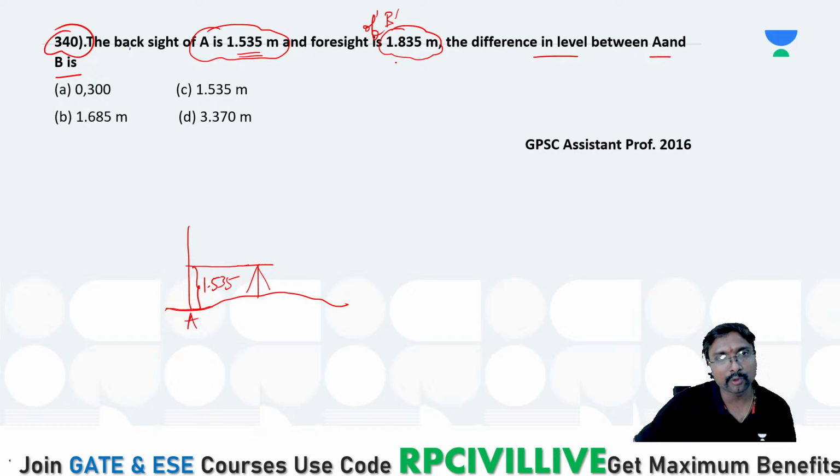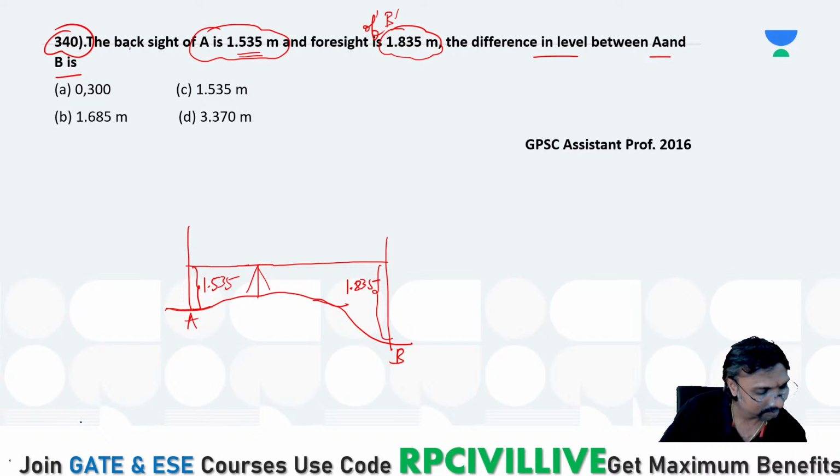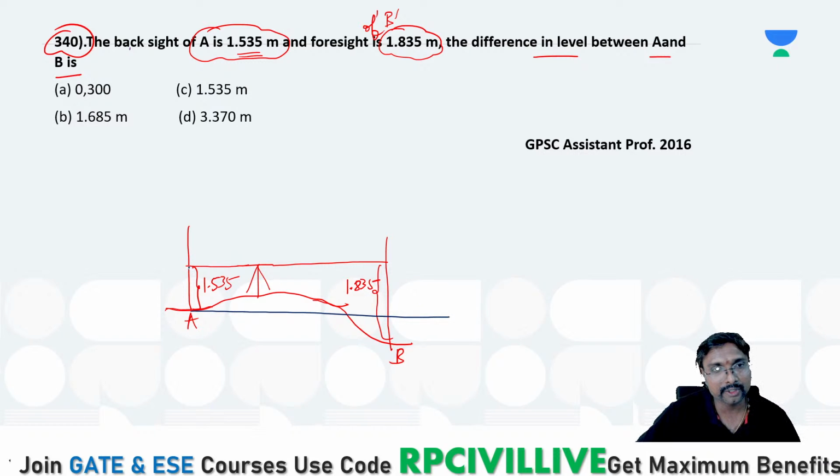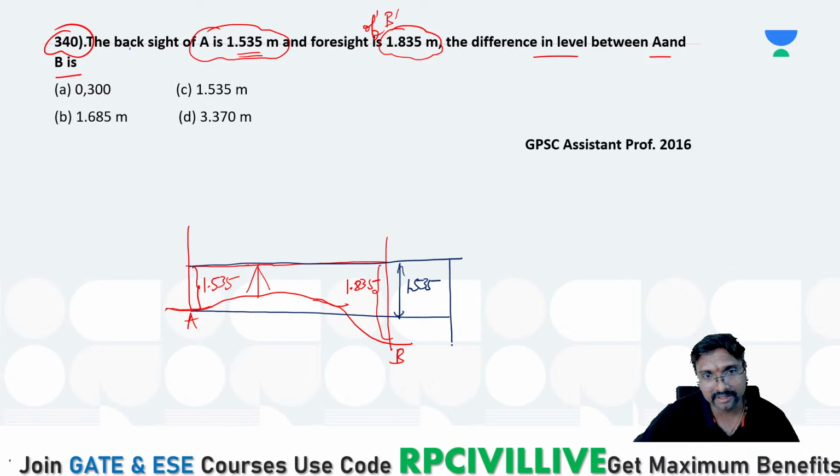And what is that B? The B reading, the foresight, will be 1.835, which means it is further decreasing, yes? It is decreasing further because this is your B. This is your 1.835. Now tell me, what is the level difference between these two? At this place it is 1.535, and for the other, this is your 1.835.